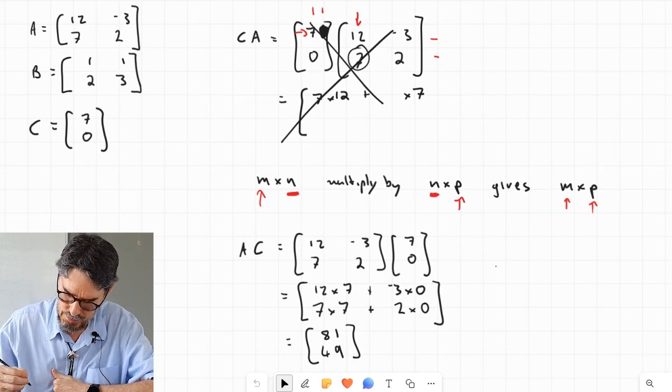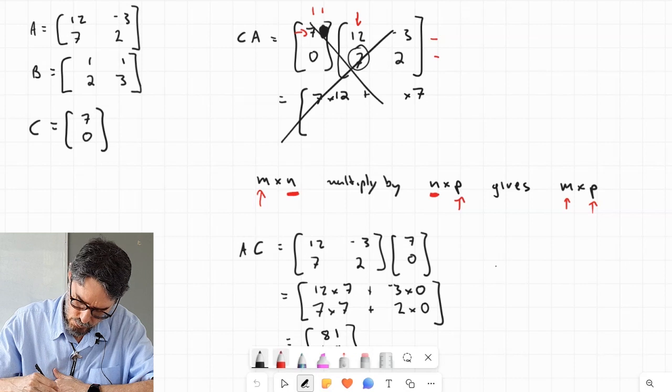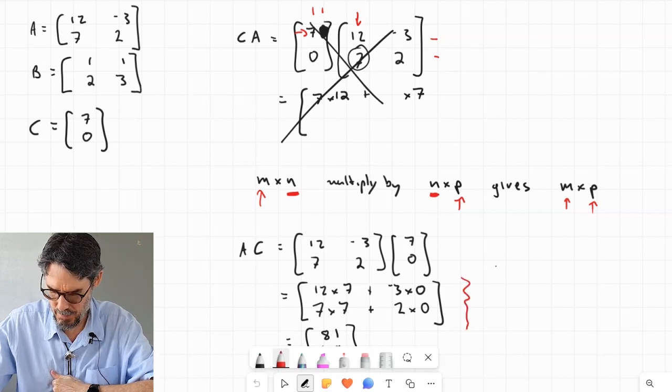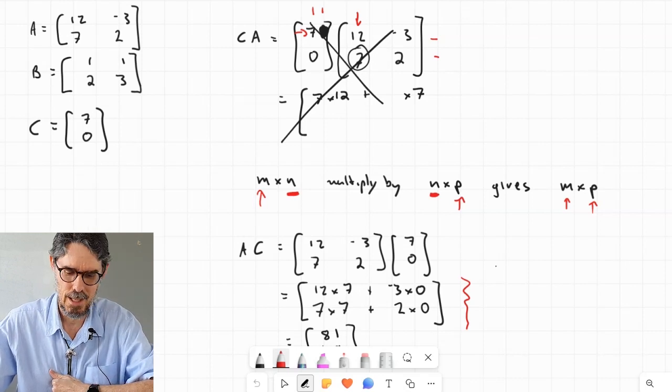When you get better at this, yes, if you wish, you can skip this bit. You don't need to write that extra step once you get good at it. But I encourage you to keep writing it for now until you know what you're doing, until you are very comfortable.